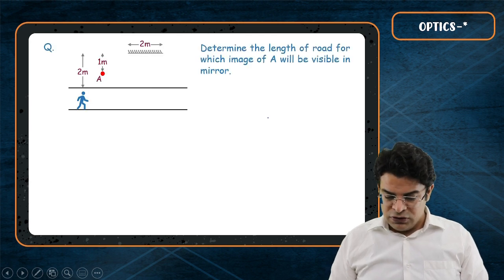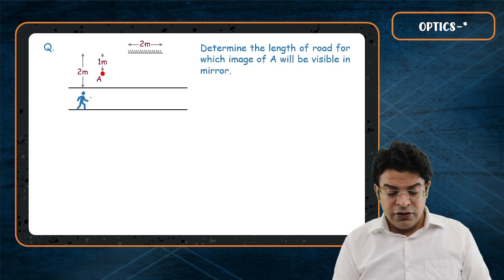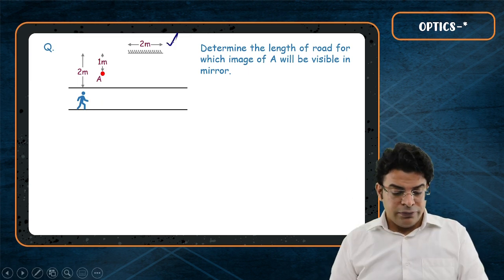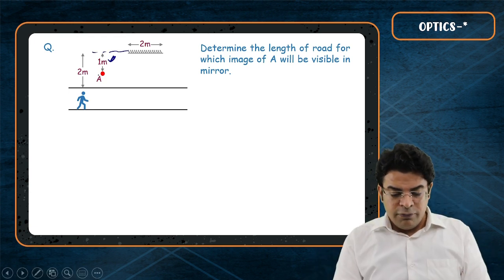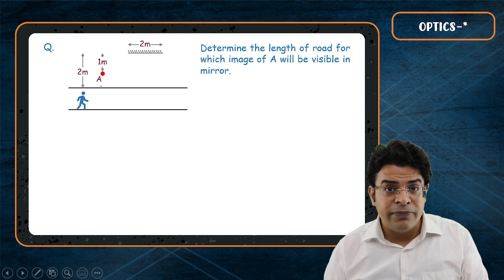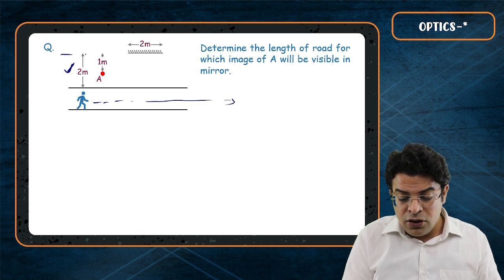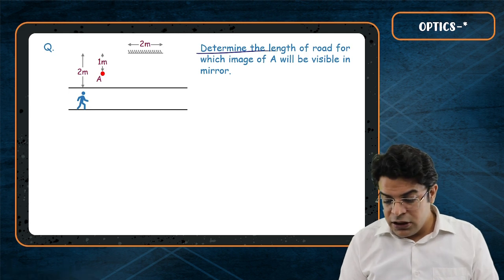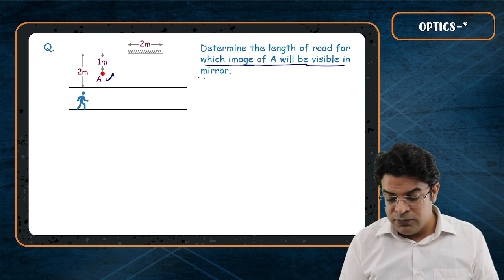So the question goes like, determine the length of the road for which the image of A will be visible in the mirror. So there is a person moving on the road. There is a mirror of length 2 meters. At a distance of 1 meter in front of the mirror, you have placed an object and the name of the object is A. The road on which the person is walking is at a distance of 2 meters along the normal from the mirror. Question is, determine the length of the road for which the image of A will be visible in the mirror.